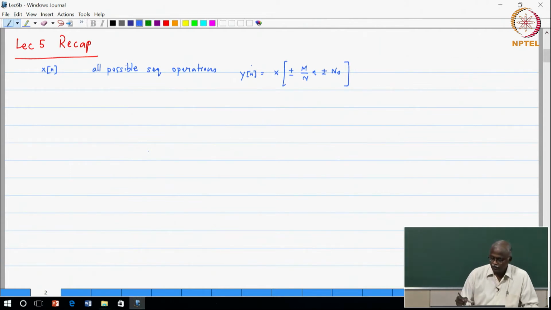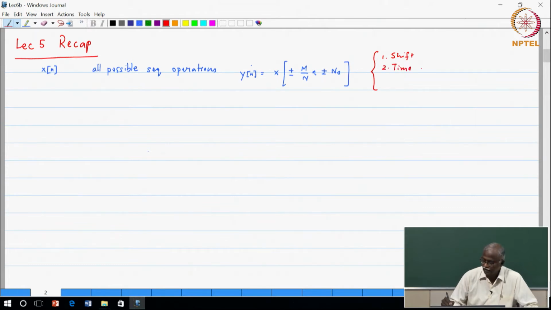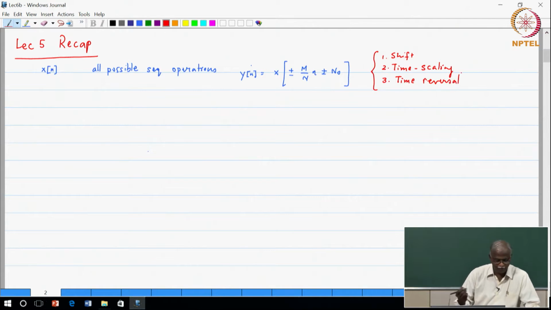All possible combinations basically boil down to three operations: shifting, time scaling and time reversal. And as we mentioned in the last class, the preferred sequence of operations is the shift operation first, second the time scaling, and then the third the time reversal. This is something that we looked at in a few examples. Again, we won't dwell much on that, assuming that it's a concept that you are familiar with.